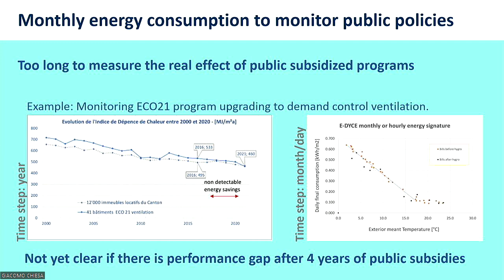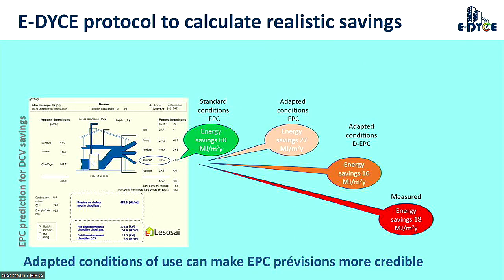So we use the EDYCE recommendation for the energy signature, and we see the monthly energy consumption, and this is what Tristan presented. Sometimes it's difficult. Here we had two actions that were together, but we know now that there is energy saving, but not the ones that we projected.